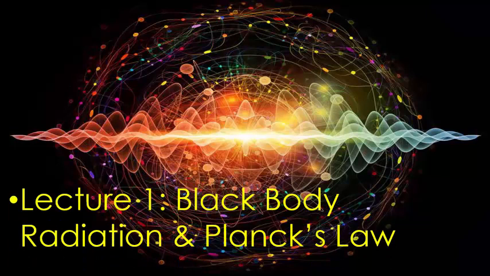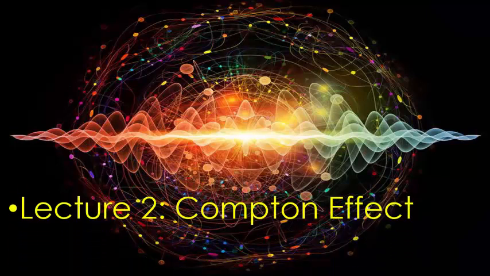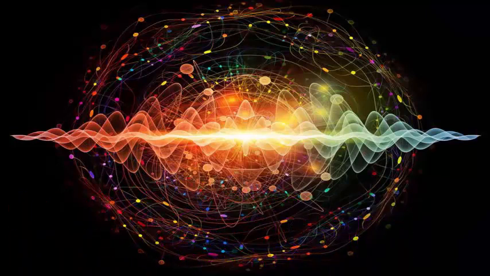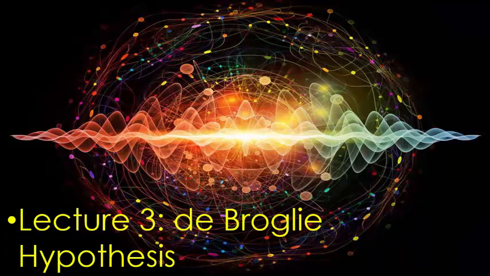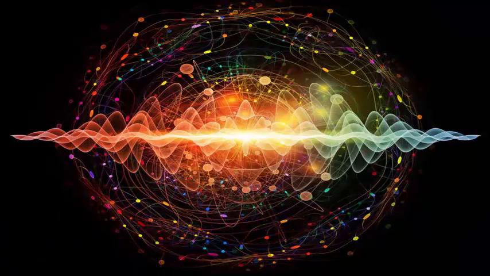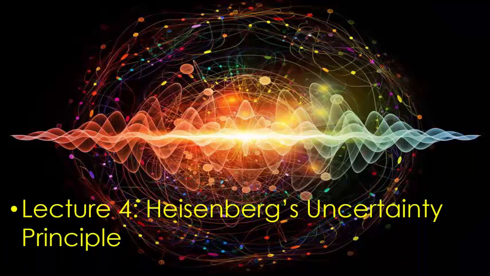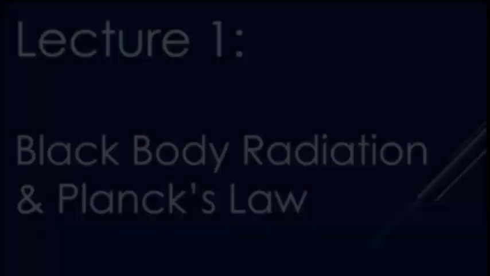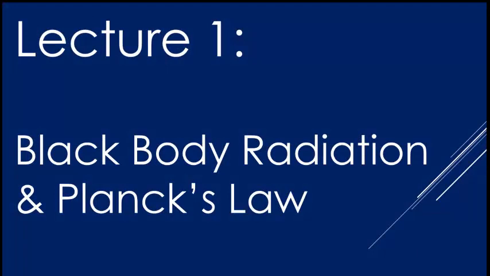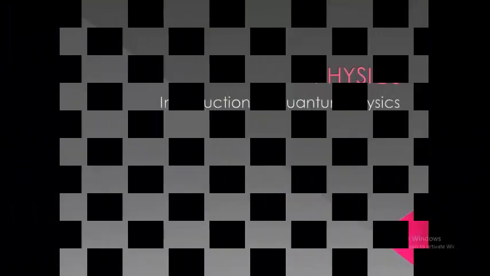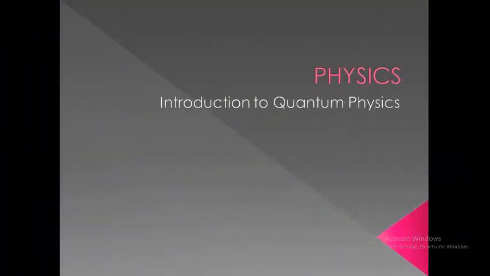Lecture 1 will be Blackbody radiation and Planck's law. Lecture 2, Compton effect. Lecture 3 will be on de Broglie's hypothesis, and lecture 4 will be on Heisenberg's uncertainty principle. That is, lecture 1 from quantum physics constitutes Blackbody radiation and Planck's law. Experiment about Blackbody radiation curve.